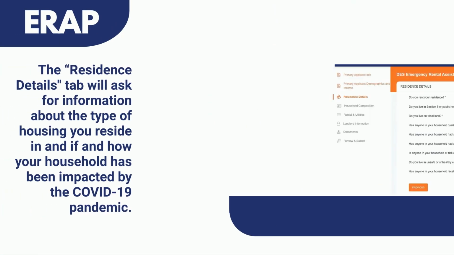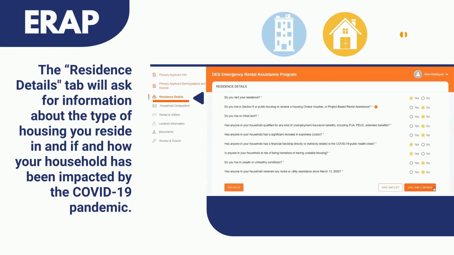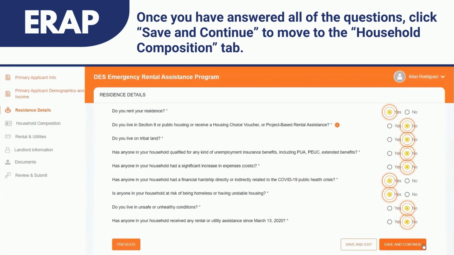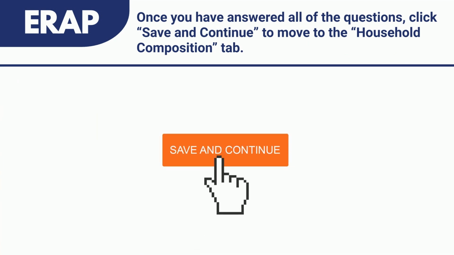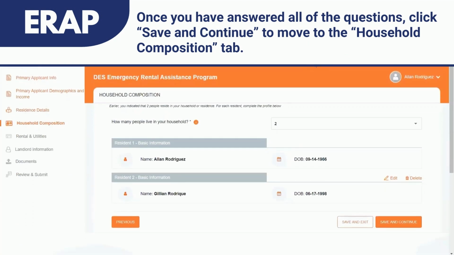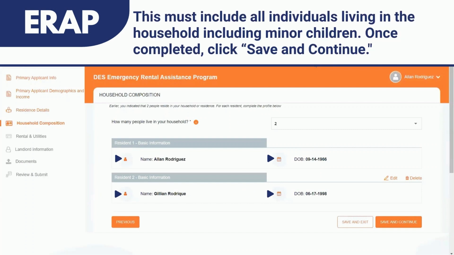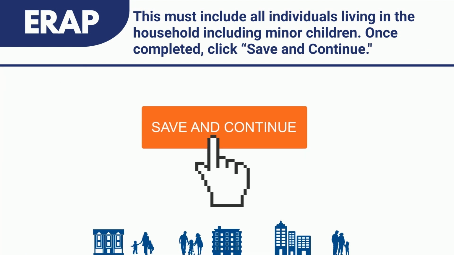The Residence Details tab will ask for information about the type of housing you reside in and if and how your household has been impacted by the COVID-19 pandemic. Once you've answered all the questions, click Save and Continue to move to the Household Composition tab. On the Household Composition tab, add the names, dates of birth, and demographic information of all members of your household. This must include all individuals living in the household, including minor children. Once completed, click Save and Continue.